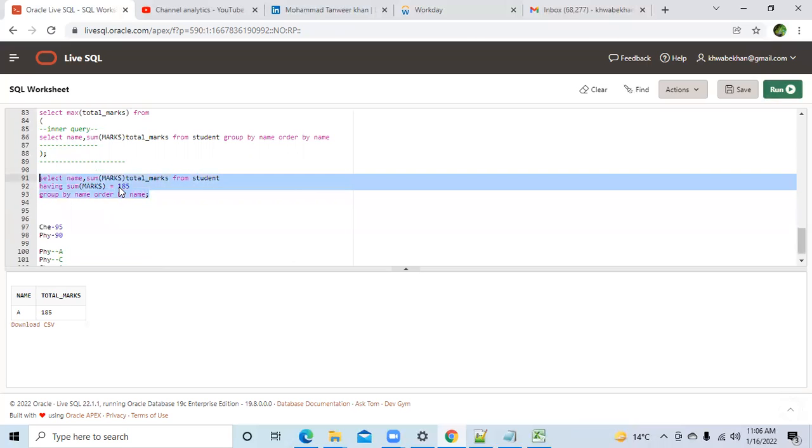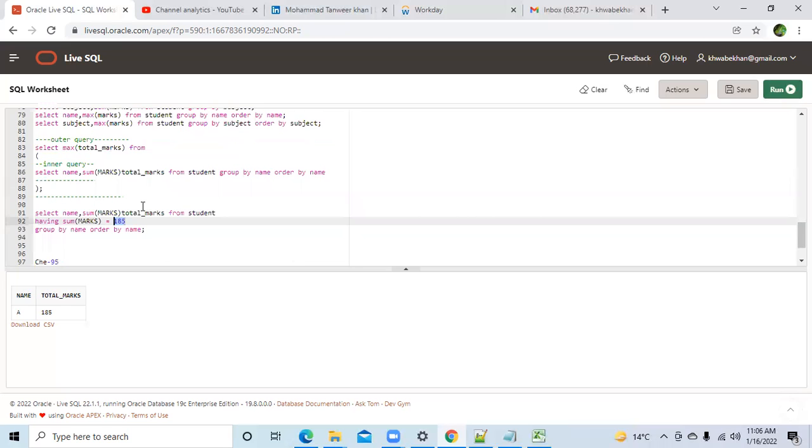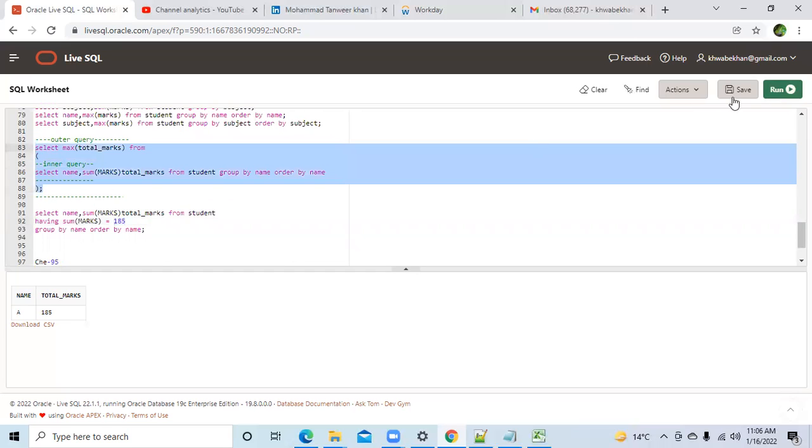Having sum of marks is equal to 1. Why have I written 185 here? Who will tell me? It is the highest one. Because from the above query, this query has given me the result that the total maximum marks is 185. But this query was unable to tell me who has scored that maximum 185.